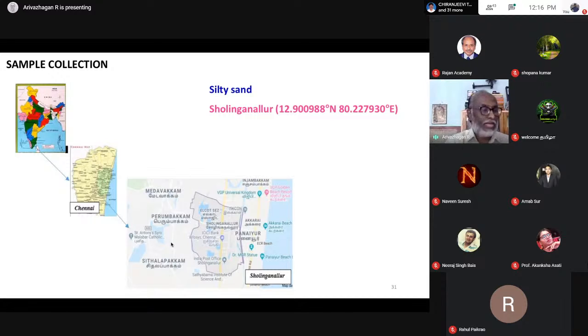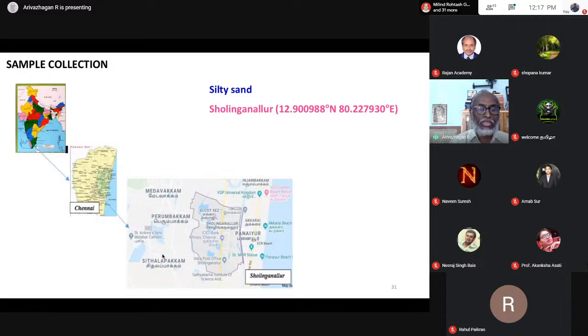The silty sand was collected from Solinganallur. Solinganallur is a residential locality of Chennai metropolitan city and the IT corridor south of Chennai in the state of Tamil Nadu, India. The silty sand was subjected to wet sieve analysis to know the percentage passing through the 75 micron sieve. The particles passing through the 75 micron sieve were collected in a container and allowed to settle. The hydrometer analysis was carried out to know the amount of clay particles.